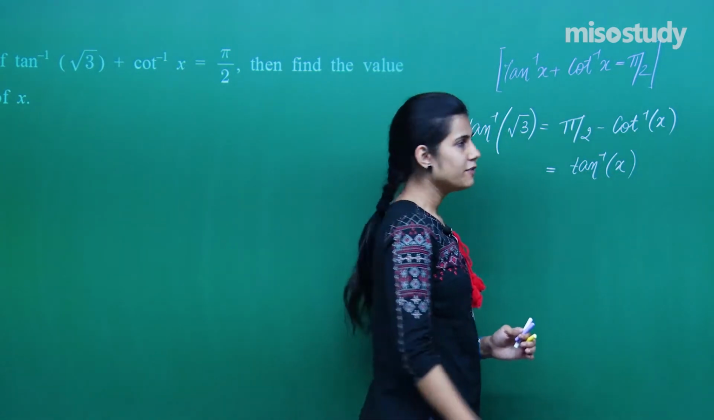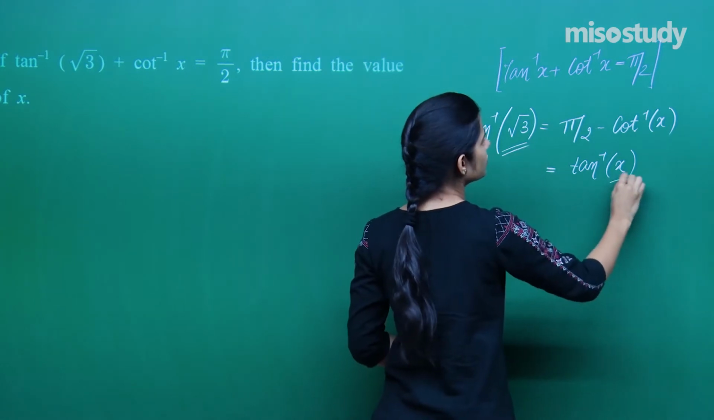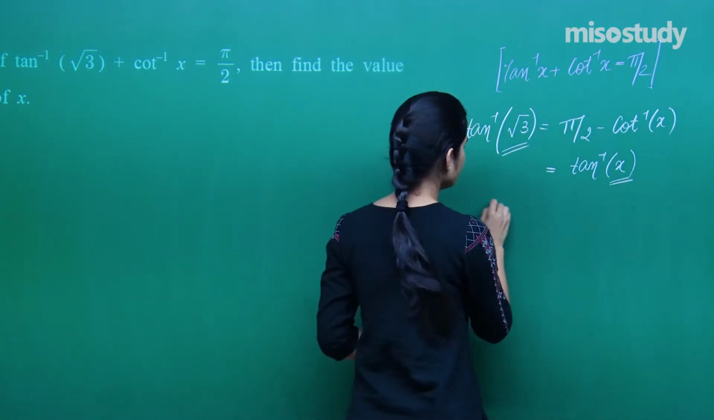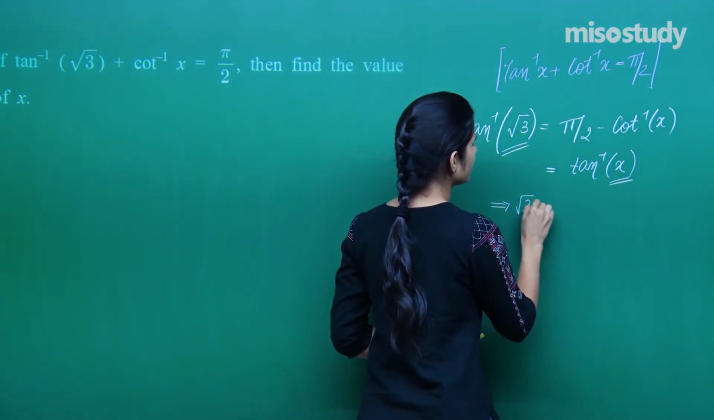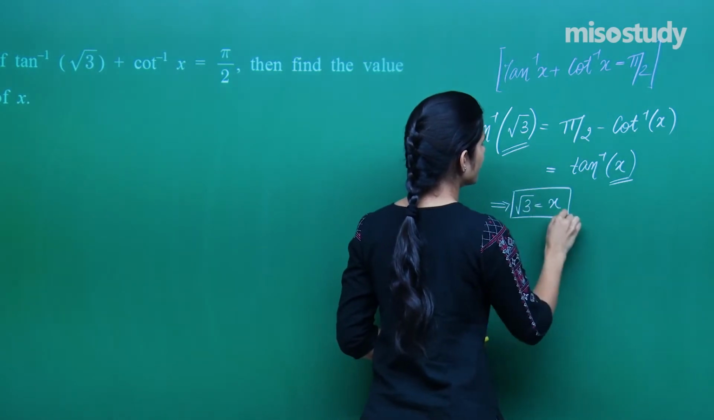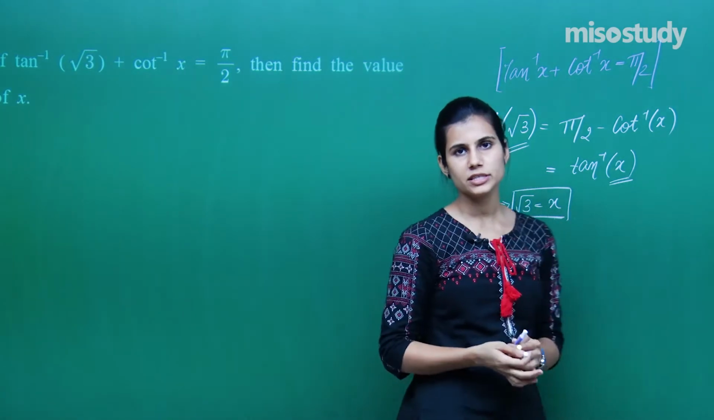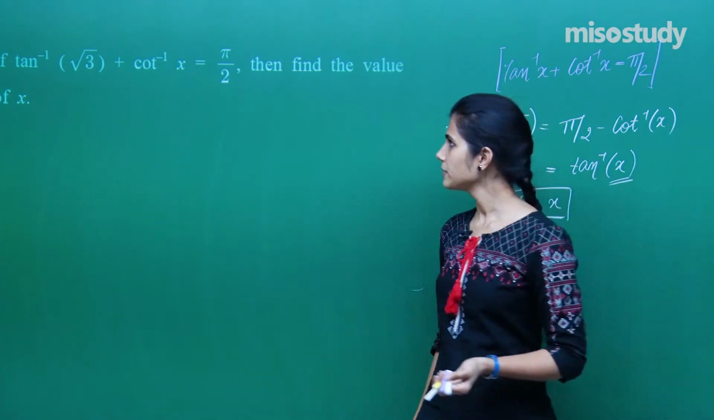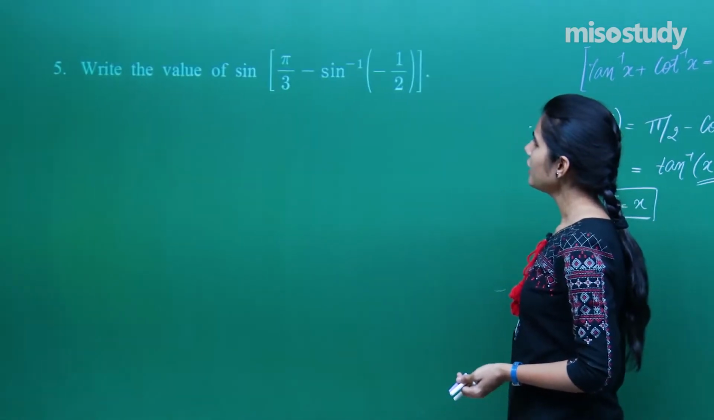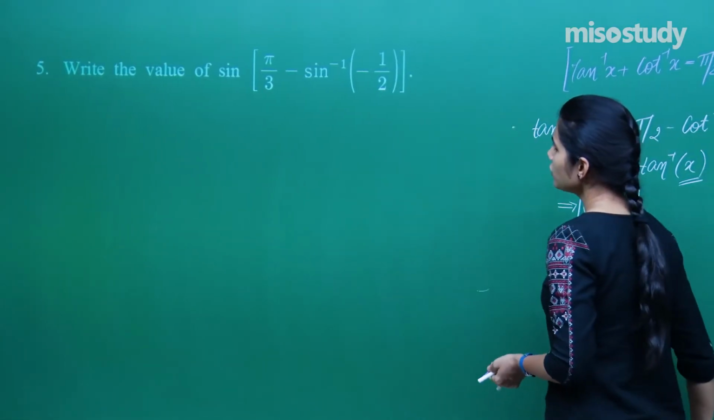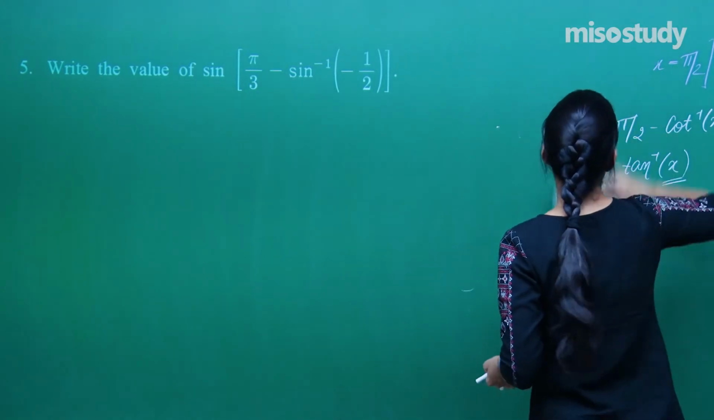Now obviously pi by 2 minus cot inverse x is tan inverse x. Tan inverse is a 1-1 function, tan inverse of this is equal to tan inverse of this, which implies root 3 is equal to x, and thus the value of x is clearly root 3 because tan inverse is a 1-1 function. Moving on to the next question, we have to write down the value of sine of this particular expression.